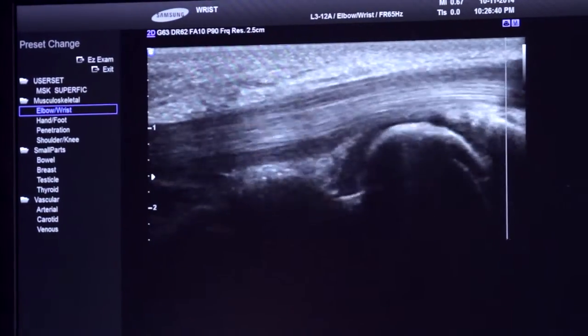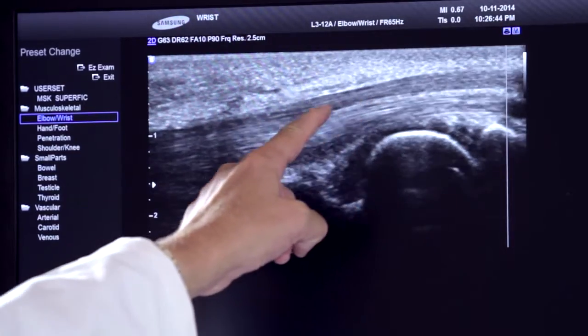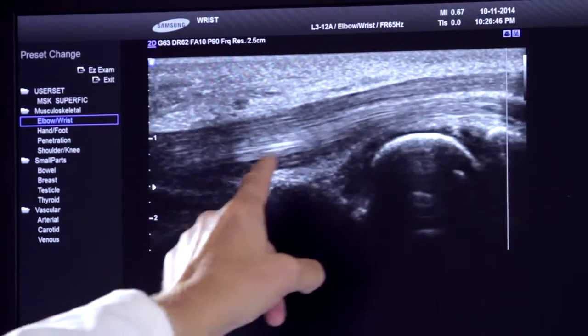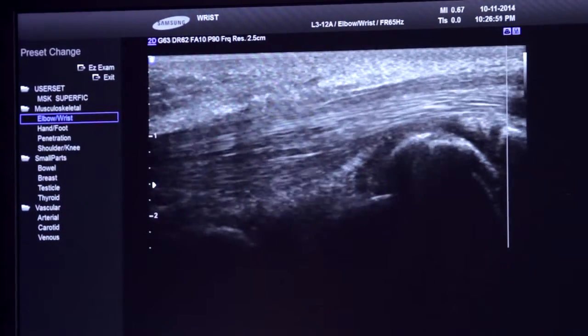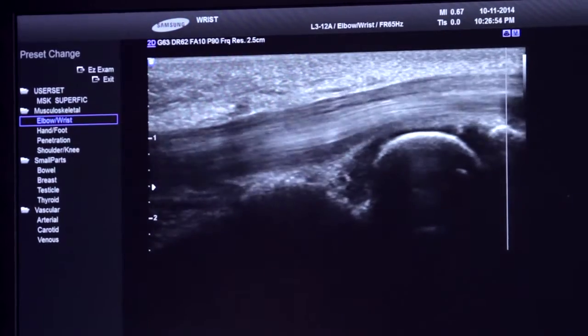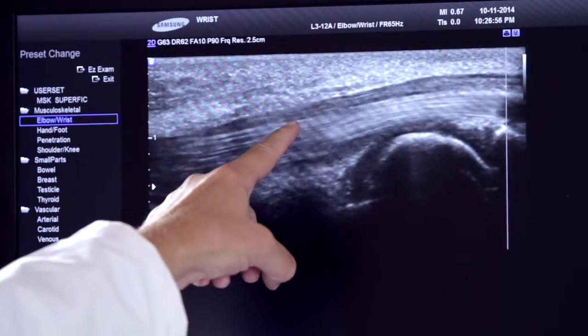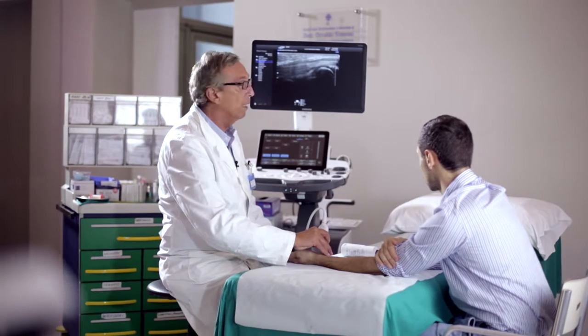This scan allows us to identify the median nerve, which penetrates in the carpal canal and below which the tendons of the fingers run. Once again, if we ask the patient to move his fingers, we can see how the median nerve appears to be motionless with respect to the flexion and extension movements of the finger tendons.